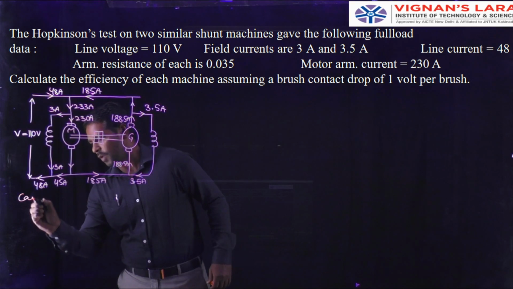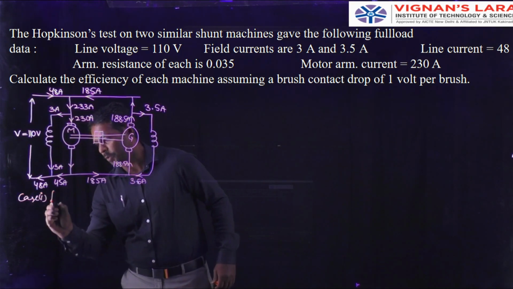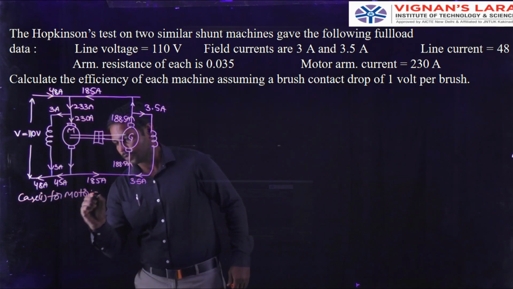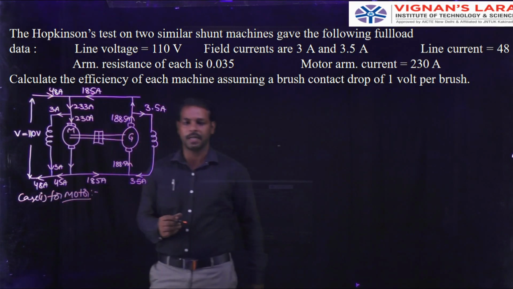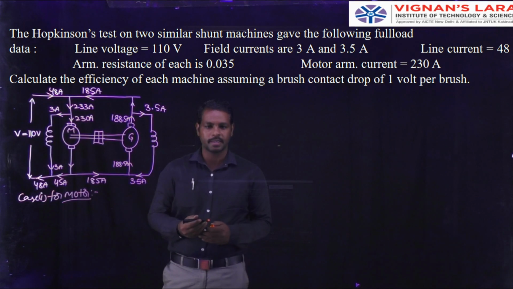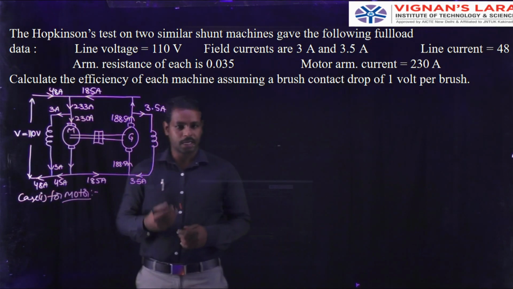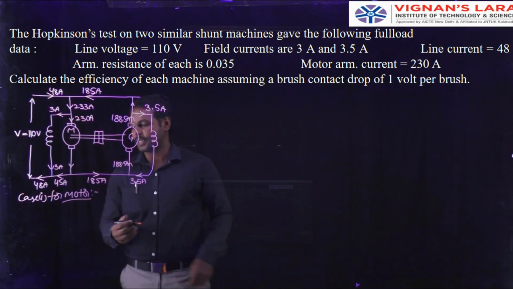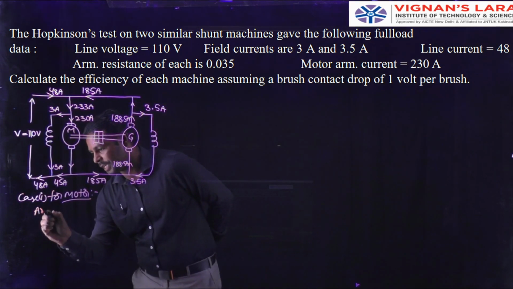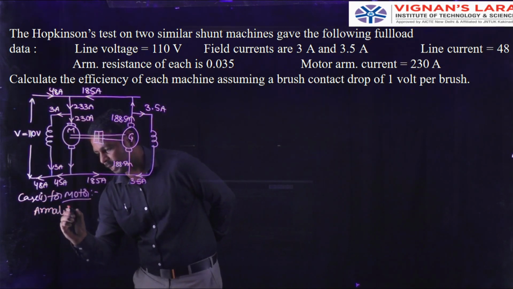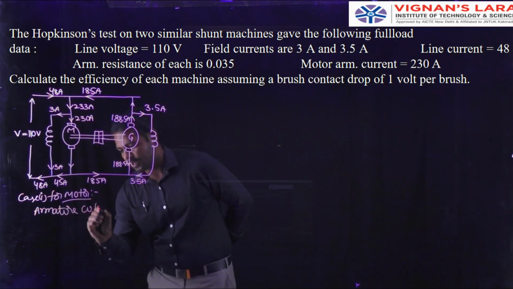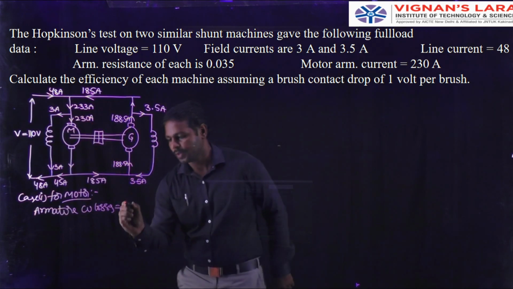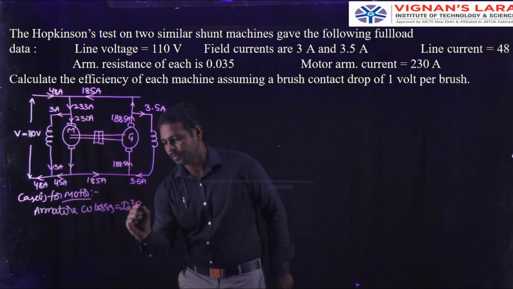So case number 1 is for the motor. In these conditions, we can find out the armature copper losses, the voltage drop across each brush, and another one is the shunt field copper losses. So the armature copper losses are equal to Ia square into Ra.